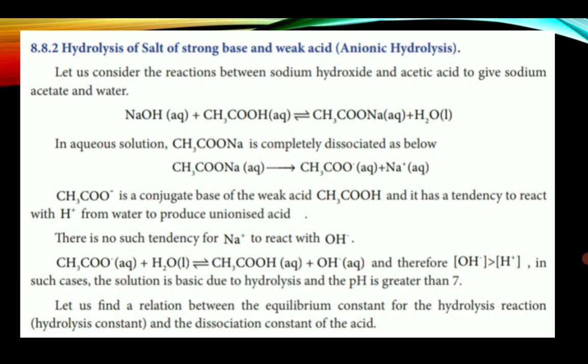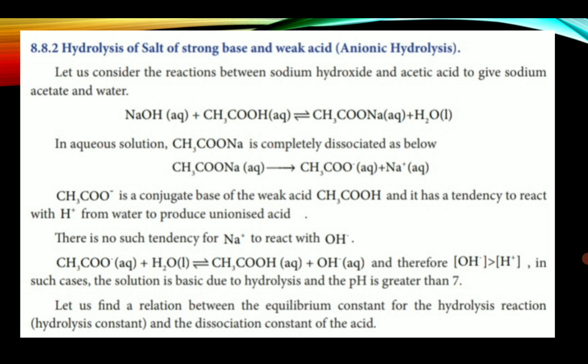Now let us go to the second subheading, 8.8.2: the hydrolysis of a salt of a strong base and a weak acid. The strong base, as in the first example, is NaOH, and the weak acid is usually acetic acid. Now see the equation: NaOH plus acetic acid CH3COOH gives the salt CH3COONa, sodium acetate, plus water. In this solution, sodium acetate is completely dissociated: CH3COONa gives CH3COO- plus Na+.